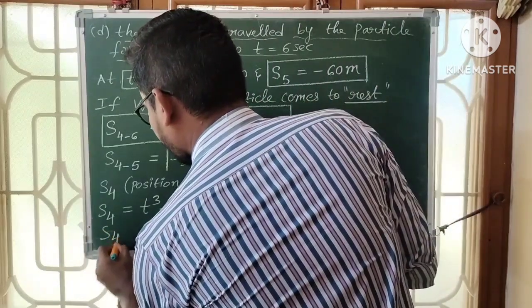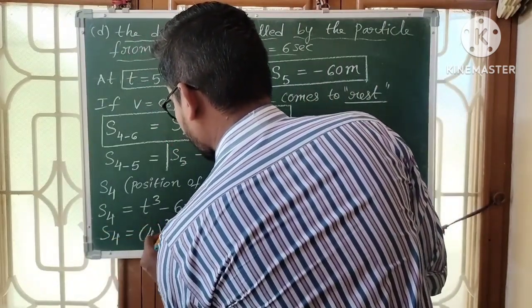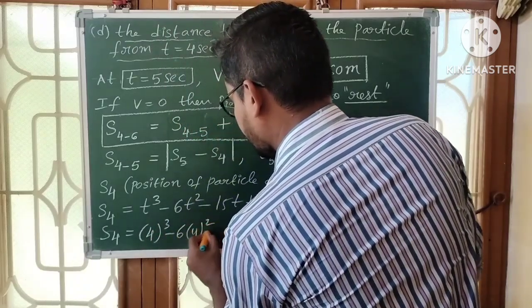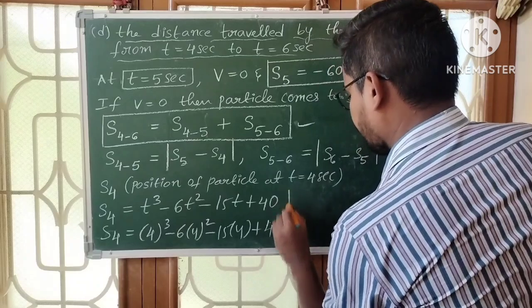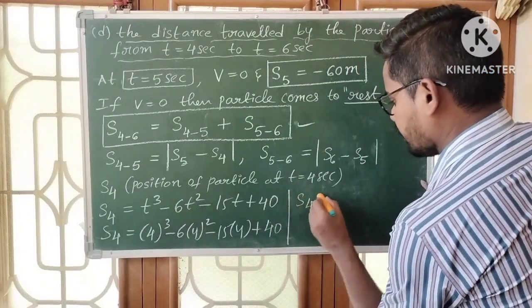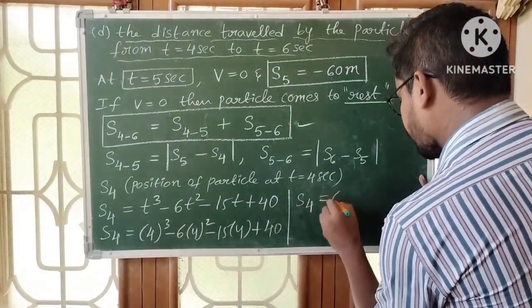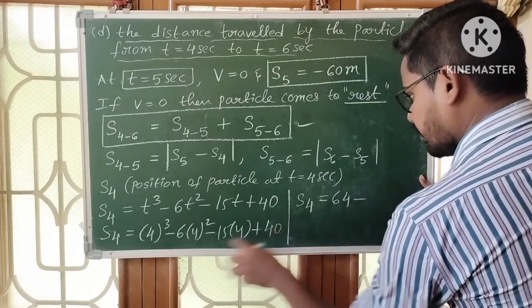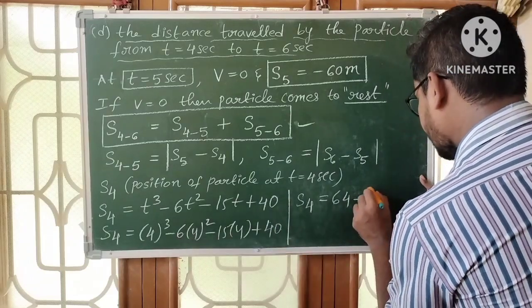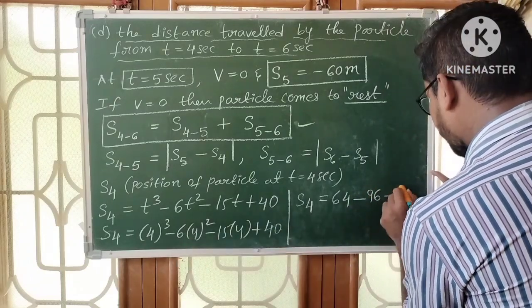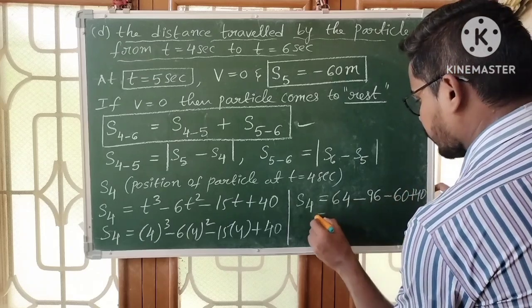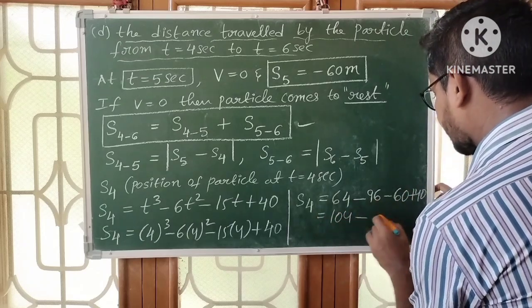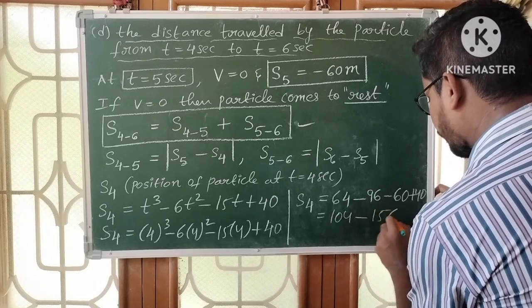Put t is equal to 4. You will get 4 cube minus 6 into 4 square minus 15 into 4 plus 40. Let us simplify further. S4 is equal to 4 cube, 64, minus 4 square, 16. 16 sixes are 96, minus 15 fours are 60, plus 40. 64 plus 40 is 104, minus 96 minus 60 is minus 156.